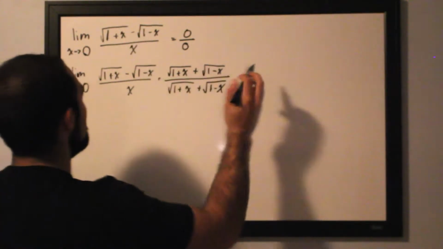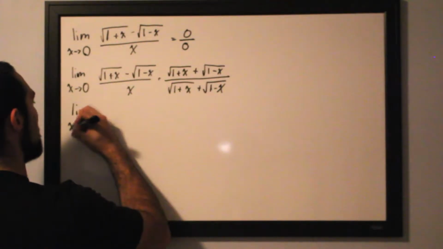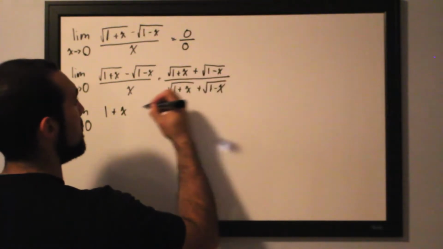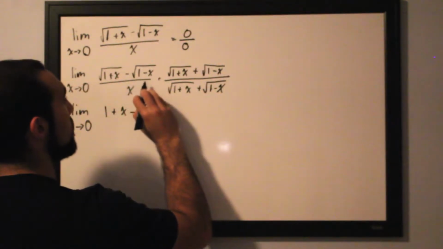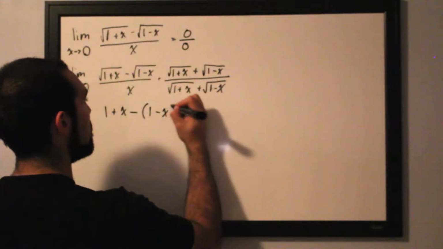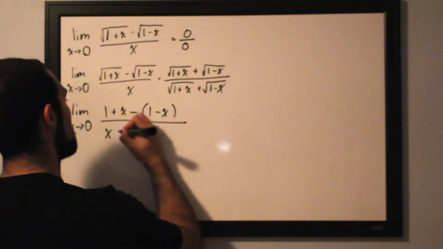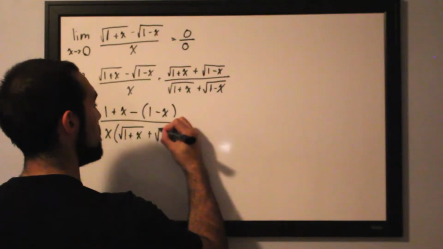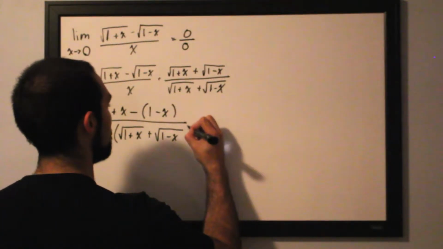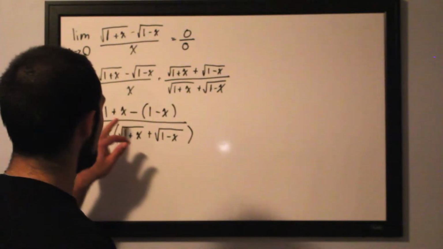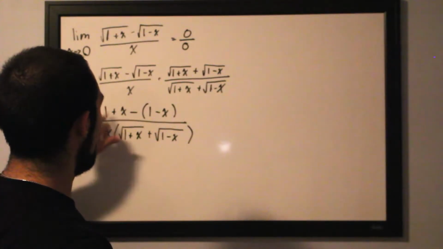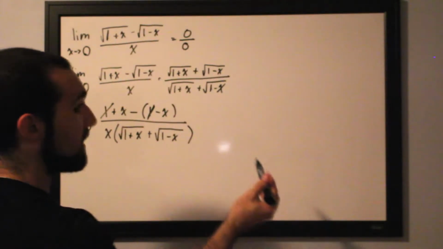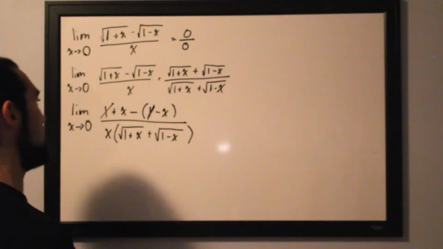We can distribute all this. This is going to come to the limit as x approaches 0 for 1 plus x minus, I'm going to keep this in brackets, 1 minus x, all over x multiplied by this factor of the square root of 1 plus x plus the square root of 1 minus x. So here we're going to be adding these up: 1 minus 1, these 1's cancel each other out, and we have a positive x subtracting off a negative x, so that's going to come to 2x in the numerator.